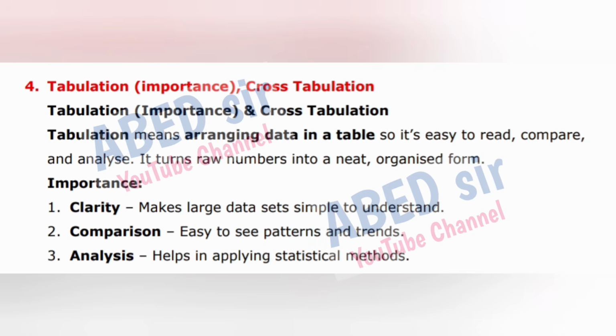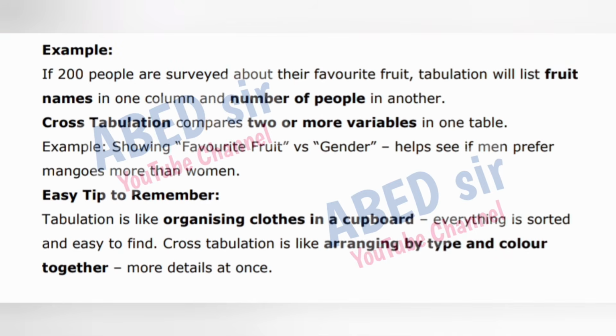Importance. 1. Clarity: makes large data sets simple to understand. 2. Comparison: easy to see patterns and trends. 3. Analysis: helps in applying statistical methods. Example: if 200 people are surveyed about their favorite fruit, tabulation will list fruit names in one column and number of people in another. Cross-tabulation compares two or more variables in one table. Example: showing favorite fruit versus gender helps see if men prefer mangoes more than women.